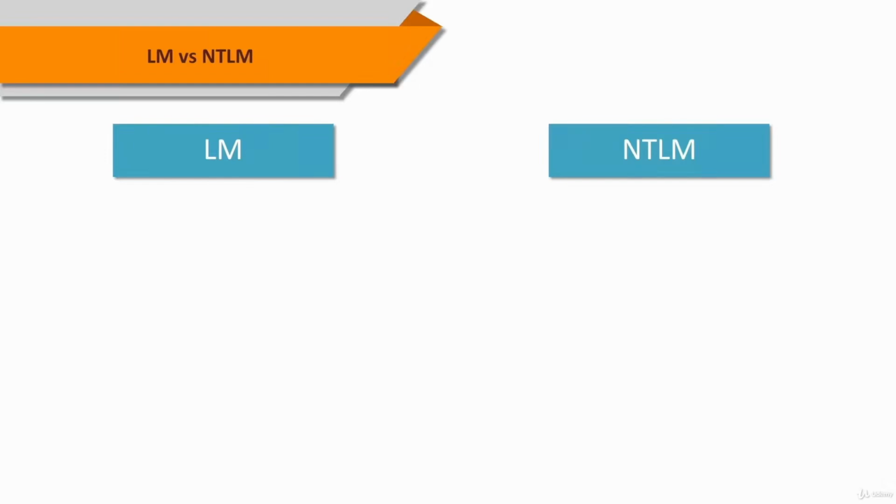But the LM hash was included in Windows NT for backward compatibility. And it's still included for backward compatibility. However, it is disabled by default since Windows Vista and Windows Server 2008. So let's see the properties of these methods comparatively.